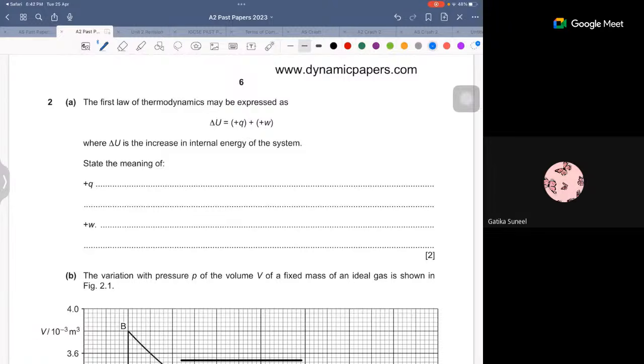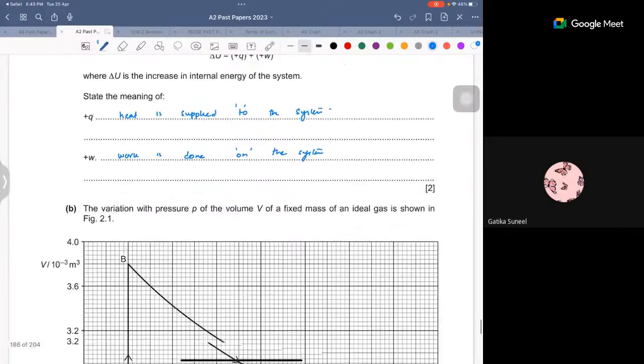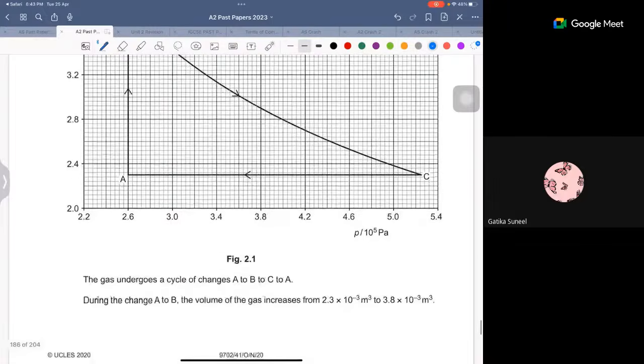Thermodynamics is my favorite chapter. It's easiest. So, what does plus Q mean? It's basically when heat is supplied, the key word here being to the system. And plus W means work is done on the system. If this was negative Q, heat is supplied to the surroundings, or you could say heat is lost by the system, and minus W means work is done by the system.